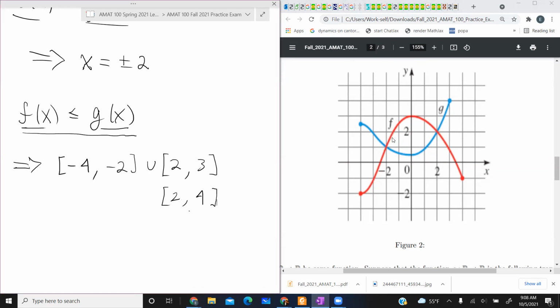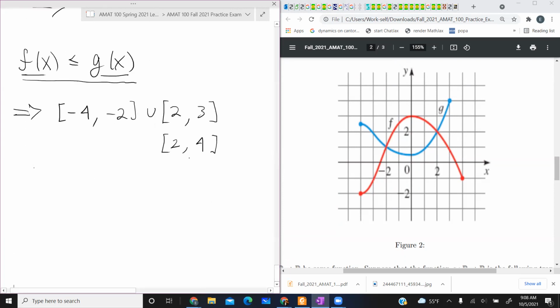I guess the picture is technically kind of incomplete, since it's showing that they're not even defined on the same domain, right? The domain of g is up to 3, and the domain of f goes beyond, up to 4. So I'd accept either one.